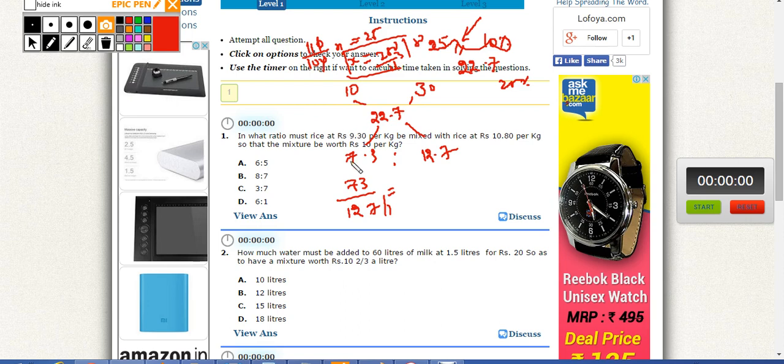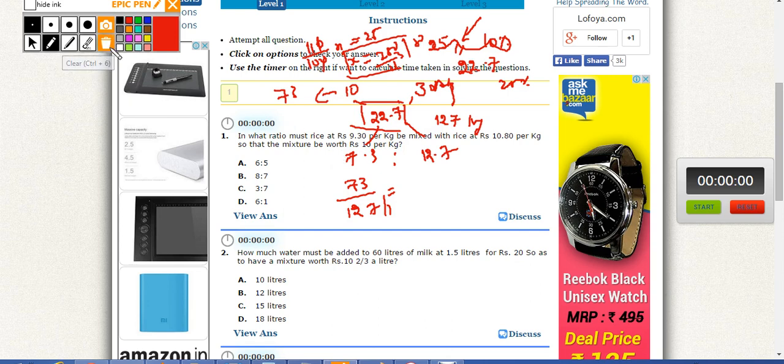So what does that mean? For example, if you mix 73 kg of 10 rupees rice, then you have to mix 127 kg of 30 rupees rice. Only then your cost price is going to be 22.7 rupees, and that you can sell for a profit of 10%, which is 25 rupees.